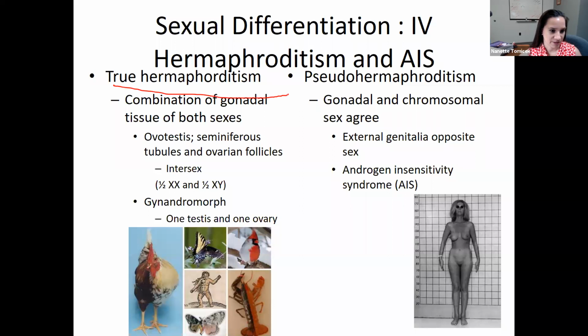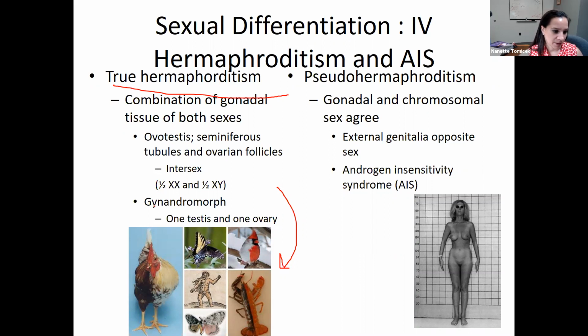So true hermaphrodism would be a combination of tissue of both sexes. This really doesn't happen in humans. The images I have here are showing us a number of bird and insect models where we actually do see a combination of both sexes. So you would need to have something like an ovotestis, something that has seminiferous tubules and ovarian follicles. Would that happen? Again, it doesn't really quite happen in humans.